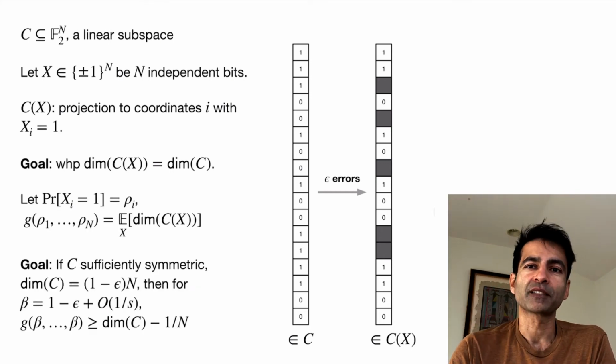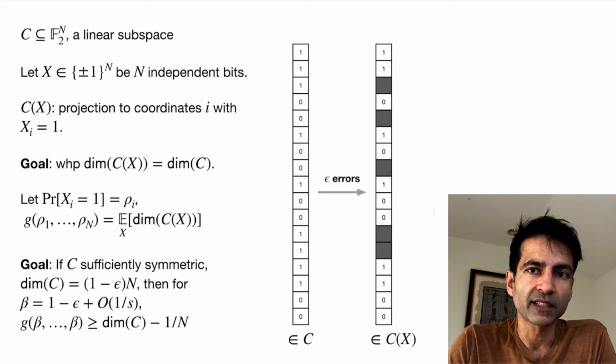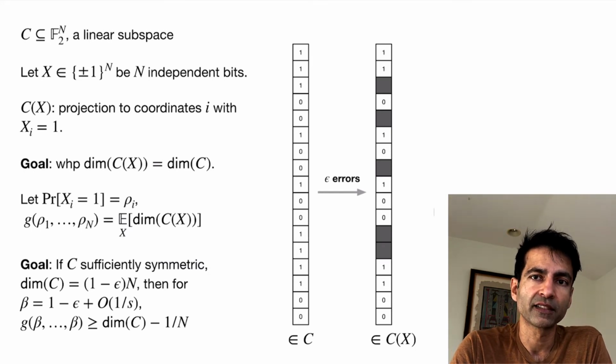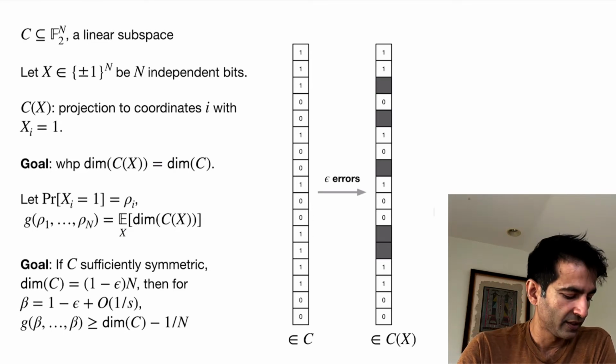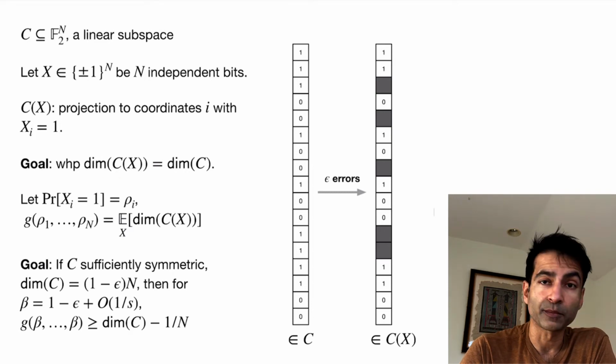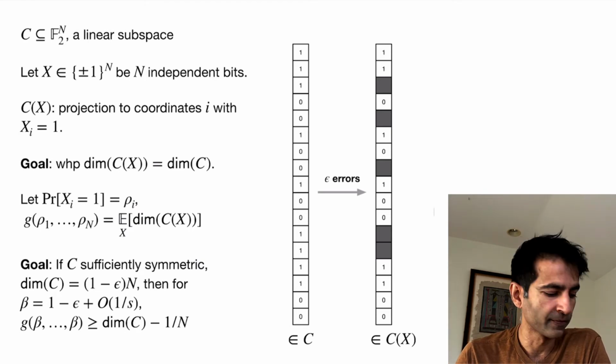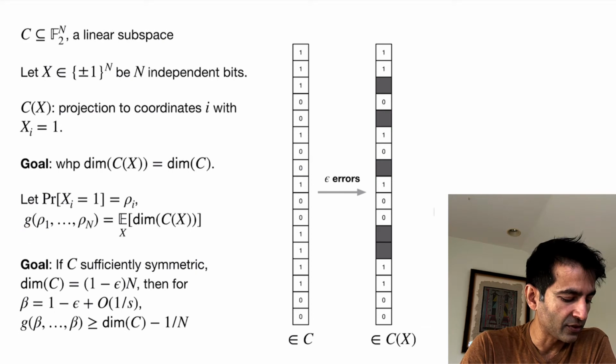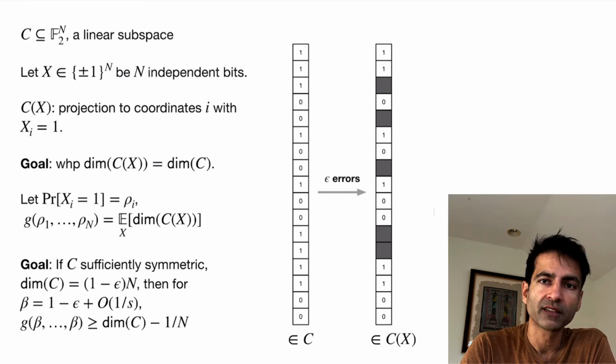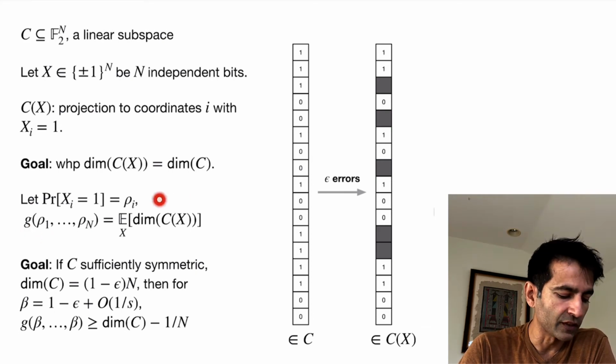Now, let me massage this statement, make it a little more precise, and say exactly what we're going to prove. So let's say that for every i, the probability that x_i is equal to 1 is a parameter rho_i. And I'll think about varying this parameter, so I want to make it a variable. And let's write g of rho_1 through rho_n to denote the expected value of the dimension of C(x).